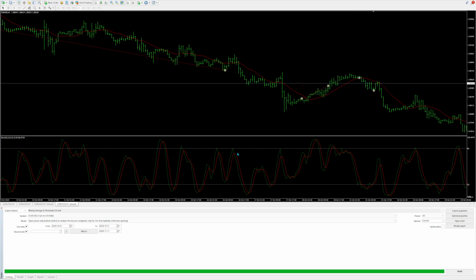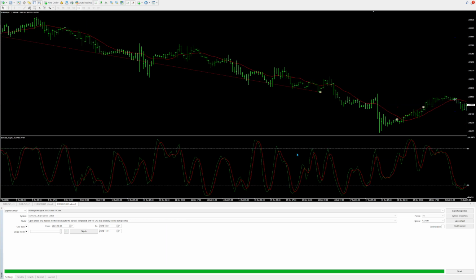Okay, the stochastic trend option in the expert advisor basically means that the EA will place a buy trade if the green line is above the red line in the stochastic indicator, which suggests an uptrend. And the EA will place a sell trade if the green line is below the red line on the stochastic indicator, which suggests a downtrend.